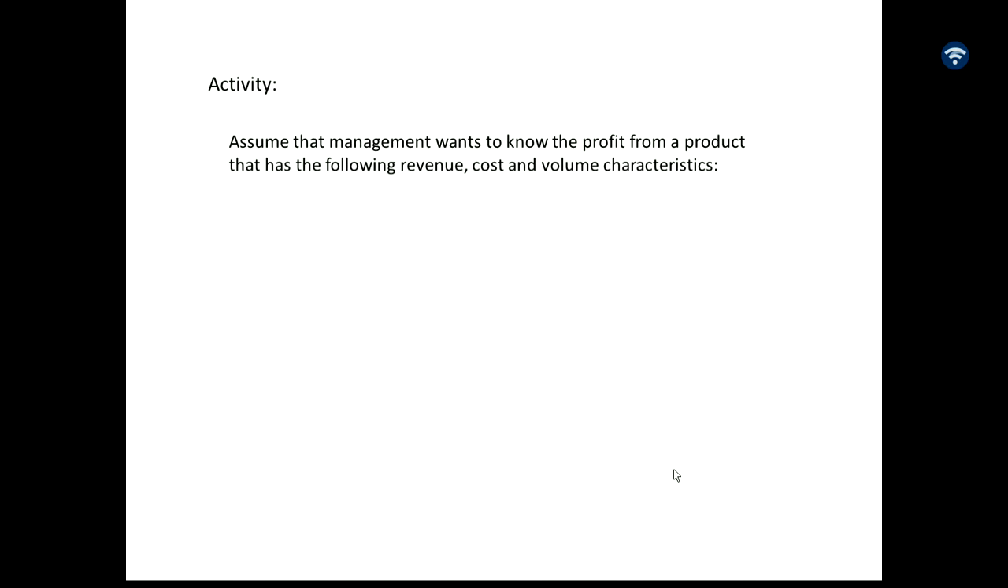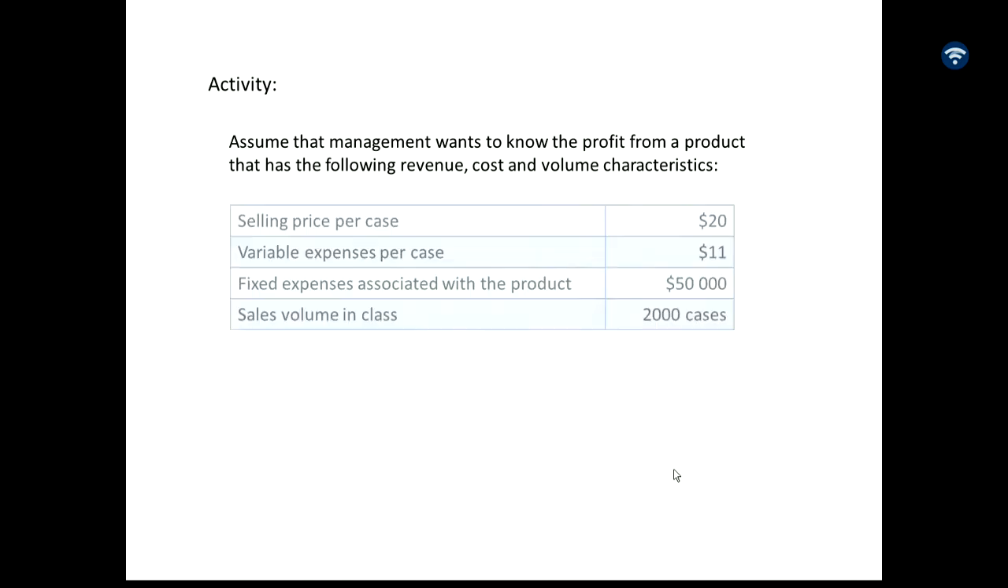Let's move on to the activity. Assume that management wants to know the profit from a product that has the following revenue, cost, and volume characteristics. Selling price per case is $20, variable expenses per case are $11, fixed expenses associated with the product are $50,000, and sales volume is 2,000 cases.